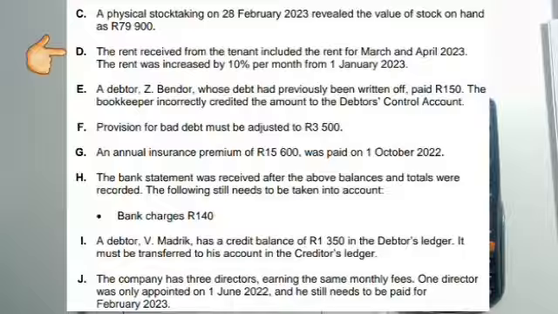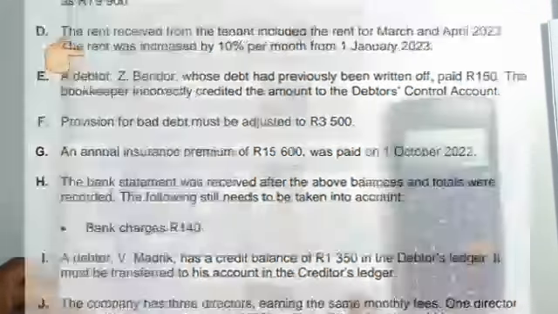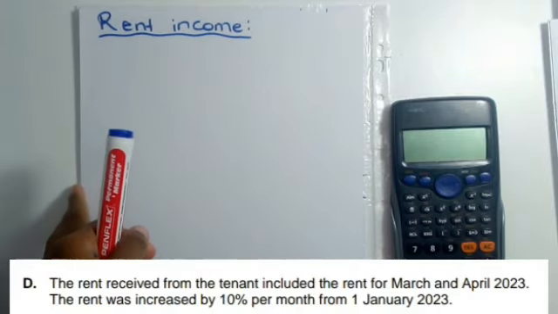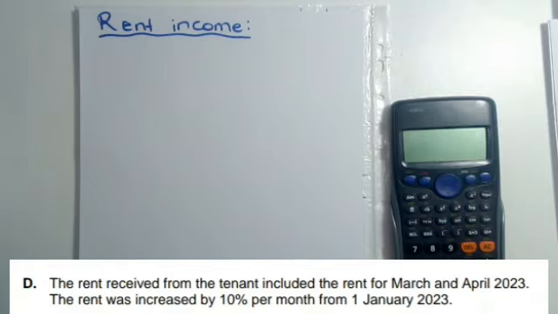And then when we go to our information, we look at information D, and it says rent received from a tenant included the rent for March and April 2023. The rent was increased by 10% per annum from 1 January 2023. So it means that we will need to subtract the rent for March and April out of the 165,600 that we have been given. To determine this, we are going to use the percentage format.